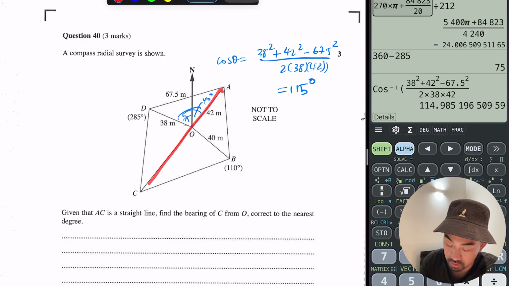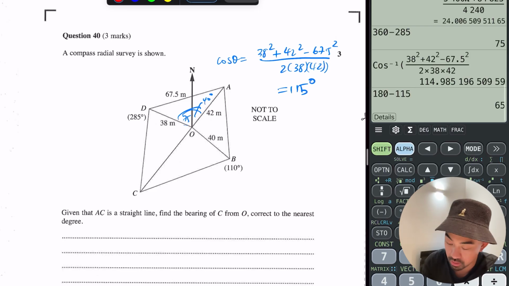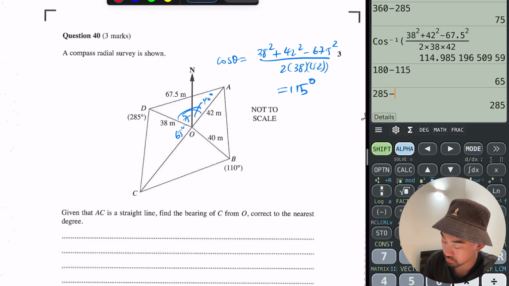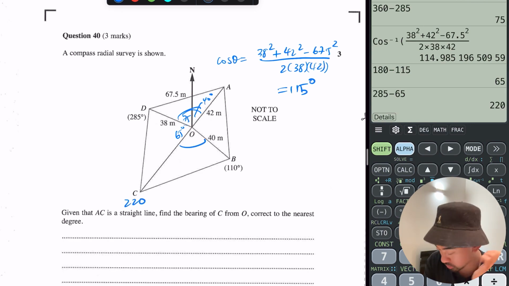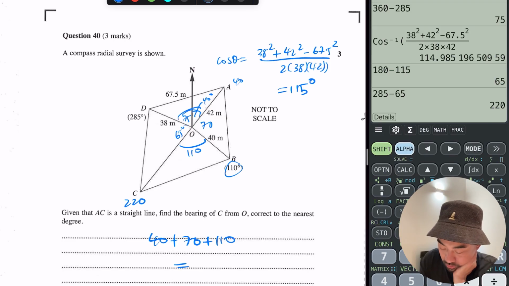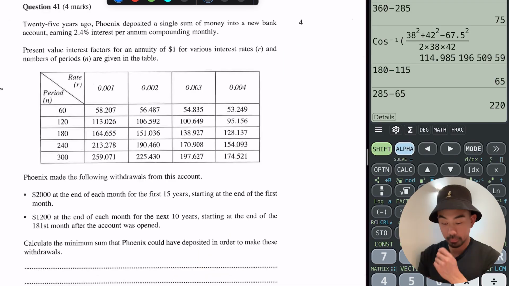Remember, that's a straight line. So if that's 40, if that's 115, then this has to be 180 minus 115. So that's 65 there. That means this angle has to be this minus 65. So 220. So this angle in here has to be 110. Almost there. And then that's 40. So this is 40 and it has to get to 110. So that's 70. So the bearing is 40 plus 70 plus 110, 220, I think. All right, guys, last question.